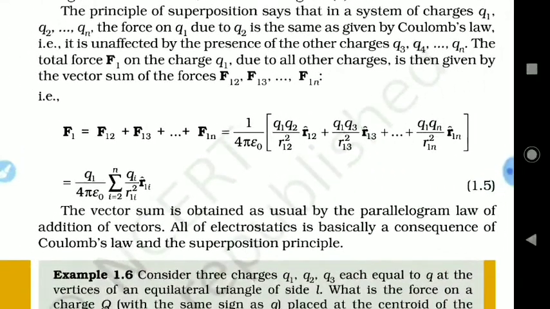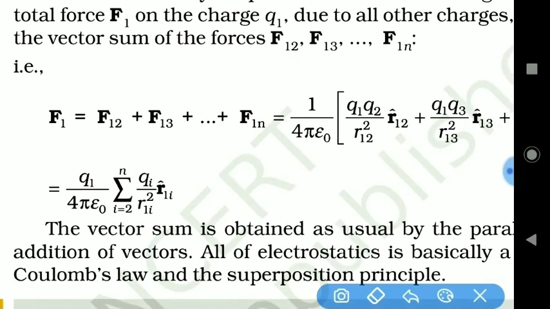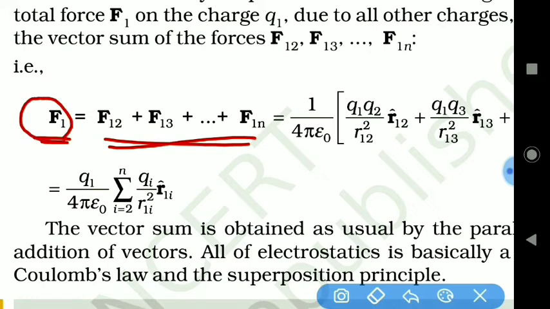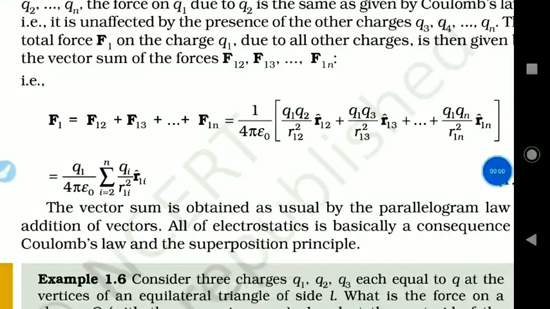In general we can say that the force on the first charged particle due to other charged particles which are surrounding it is given by this formula. This is the general formula for n particles. There are n number of charged particles around this first charged particle. So here we have seen how we can find the force on any one charged particle due to other charged particles surrounding it.